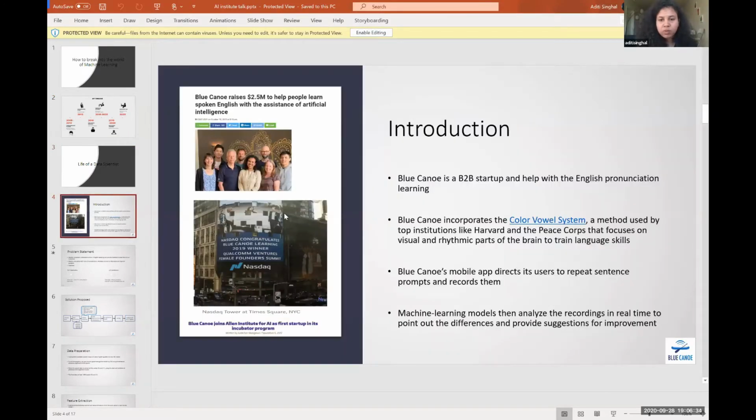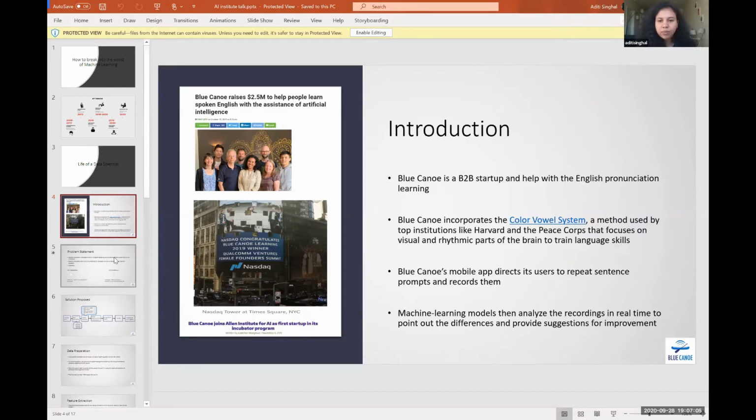Blue Canoe Learning is a B2B startup that helps non-native English speakers improve their English pronunciation. They use a very innovative technology to teach pronunciation, which is called the color vowel system. It's backed up by a lot of research, so you can read more about it. But I'm going to focus on the machine learning aspect of it, which I worked on during my internship.